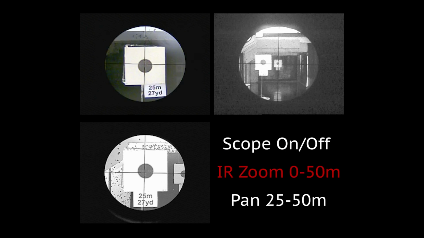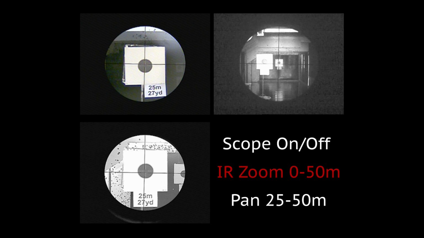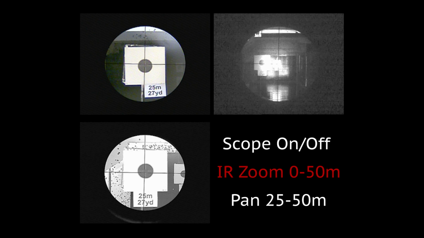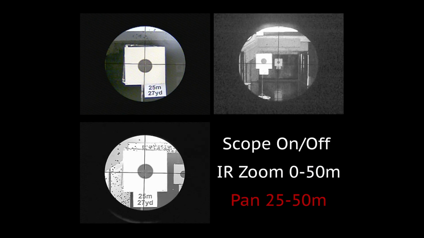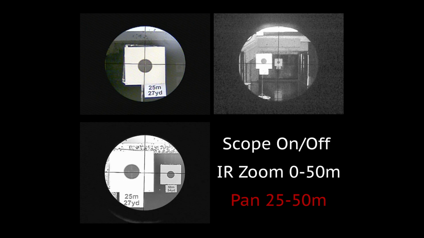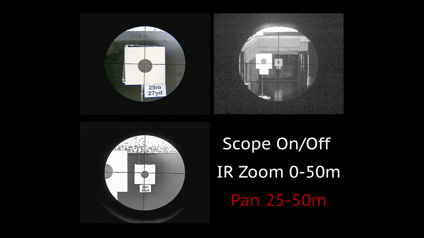Here you can see what the IR torch does. I'm zooming up to 50 meters. Oh yeah, the torch is a cheap Vastfire IR-T67 with an Osram 850 nanometer bulb. And here's just a pan from 25 to 50 meters.